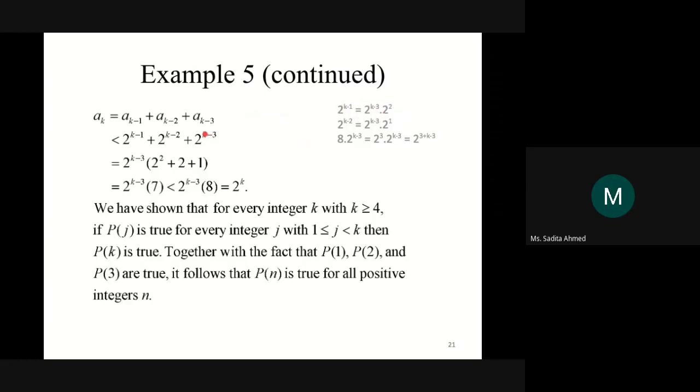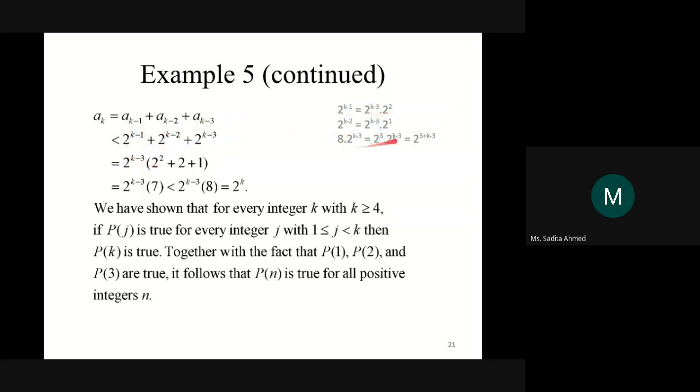Similarly, 2 to the power of k minus 2, if you break it down, if I say that k minus 2 is equivalent to k minus 3 plus 1, it's the same thing. 2 to the power of k minus 2 is equal to 2 to the power of k minus 3 plus 1. And that can be broken down as 2 to the power of k minus 3 multiplied with 2 to the power of 1. So 2 multiplied with 2 to the power of k minus 3 basically. So 2 to the power of k minus 1 becomes 2 to the power of k minus 3 into 2 squared.